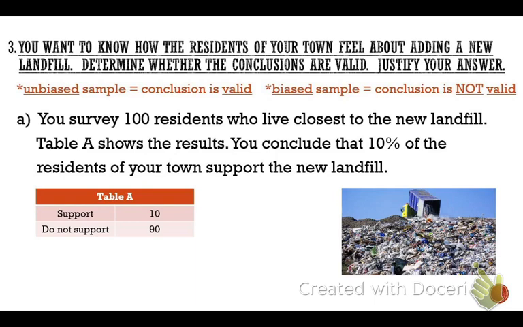So that brings me to today's question. We are trying to figure out whether or not this is valid or not, and then we're going to explain why. So here's what it says.